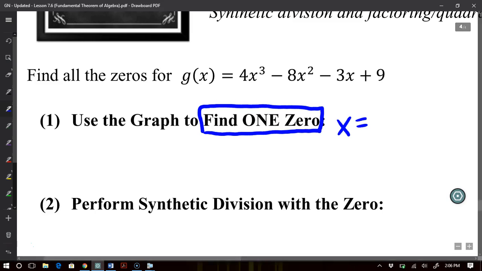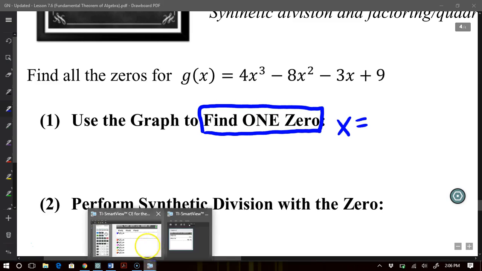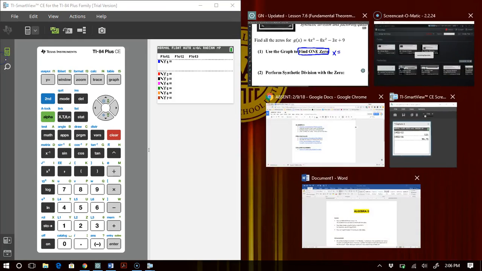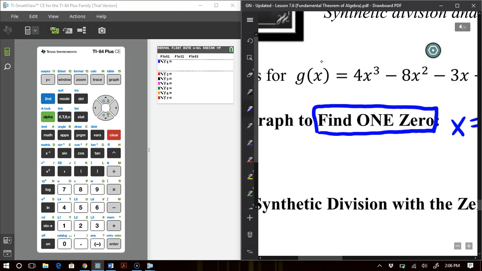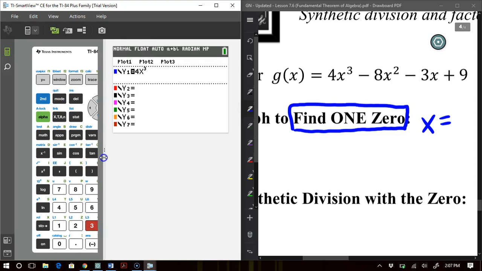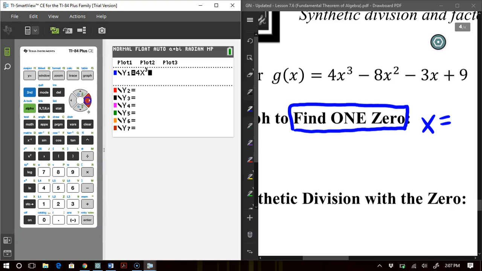So I'm going to type this into my calculator. We'll split the screen so I can see it. Into the calculator: 4x cubed minus 8x squared minus 3x plus 9. There's your polynomial.